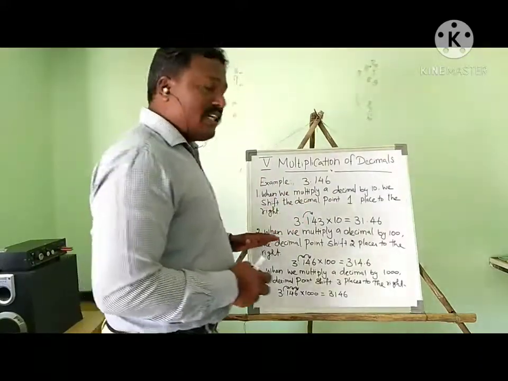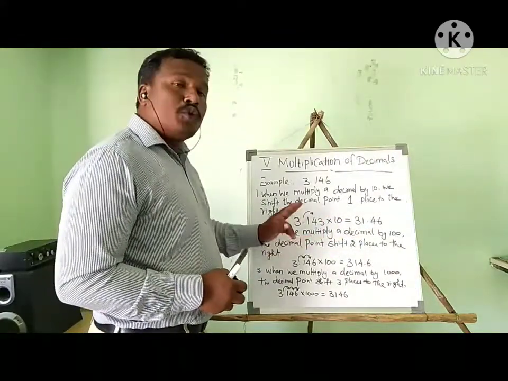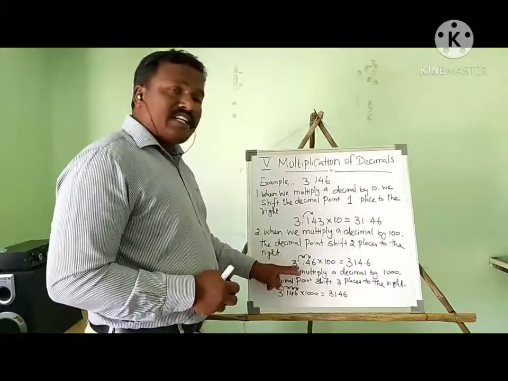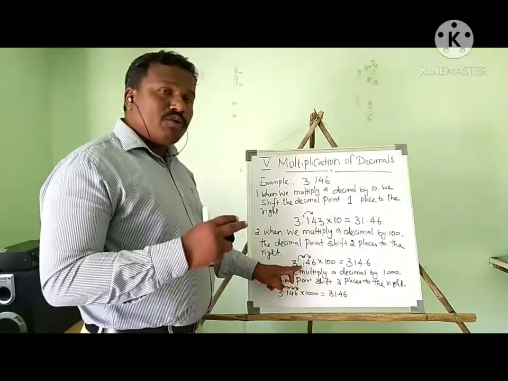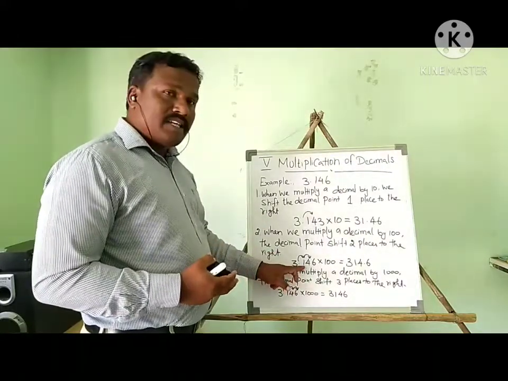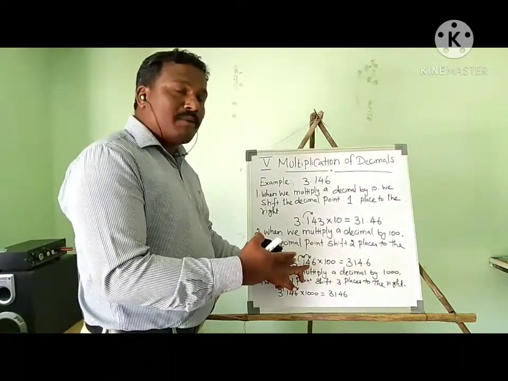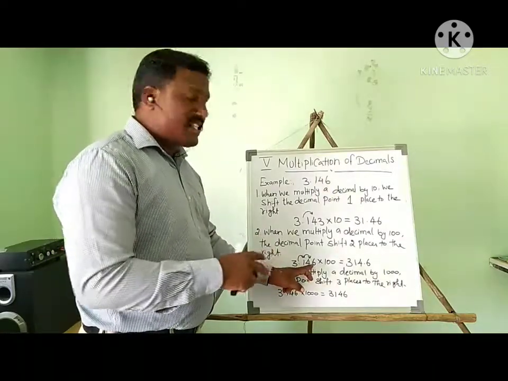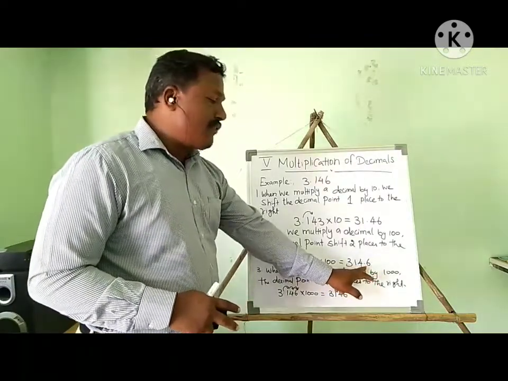Then second, when we multiply a decimal number by 100, the decimal point shifts 2 places to the right. You just have to jump 2 places. If you look at 3.146, this is the current position. Shifting 2 places: the first place is past 1, the second place is past 4. So you jump the decimal point to the middle of the 4 and 6. The answer is 314.6.